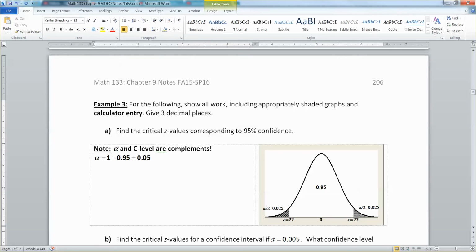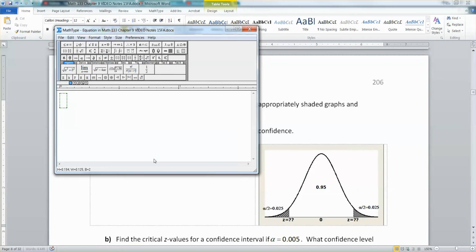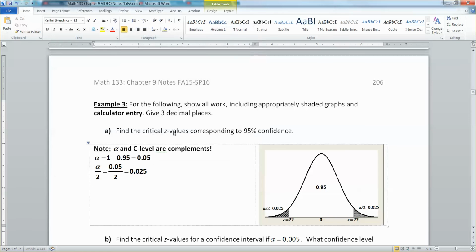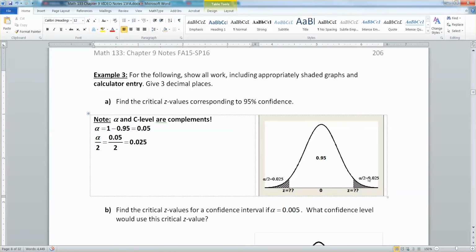Okay, so then alpha is 1 minus 0.95, which is 0.05. So that means alpha over 2 is 0.05 over 2, which would be 0.025. Okay, so that's what I put in each tail. So each tail is 0.025.